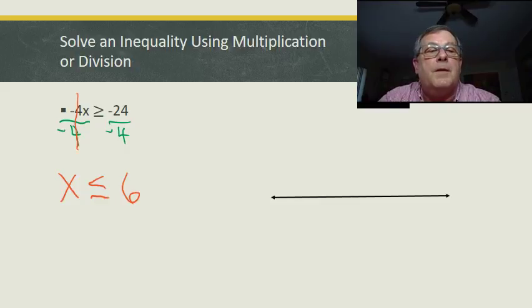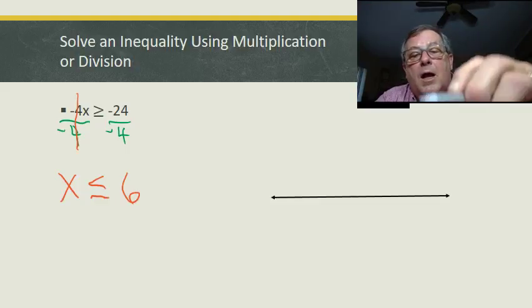Now, if that had been a positive 4x greater than or equal to negative 24, I would have been dividing by a positive number, and my inequality symbol would have remained as it was, and my answer would have been x is greater than or equal to negative 6. But given the problem that I have, and I'm dividing by that negative, I've got to reverse or flip that inequality symbol.